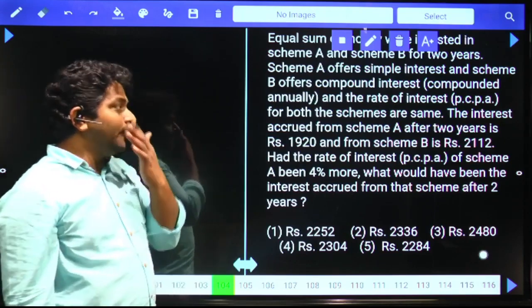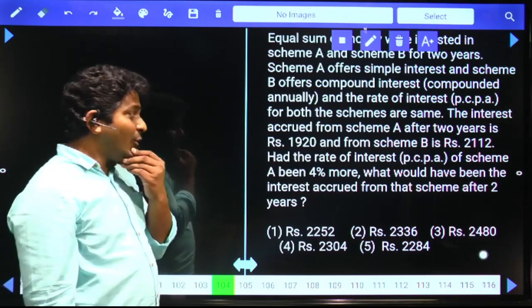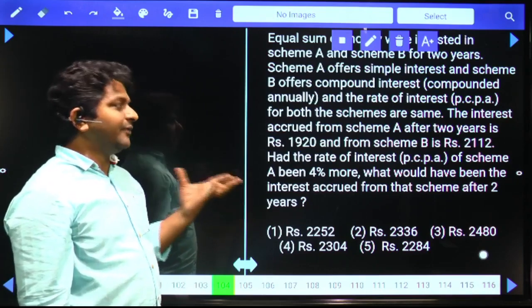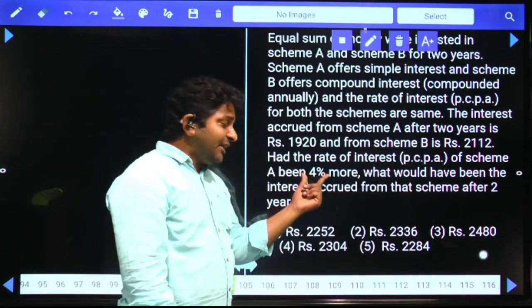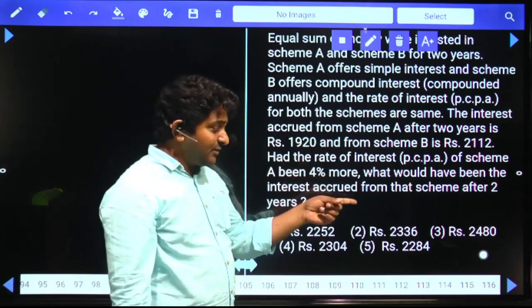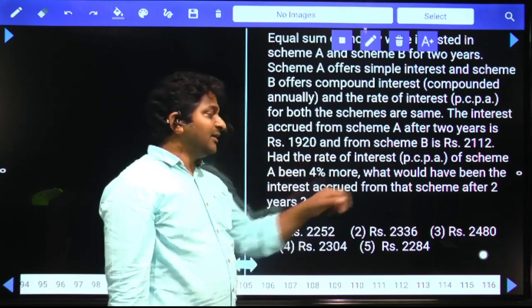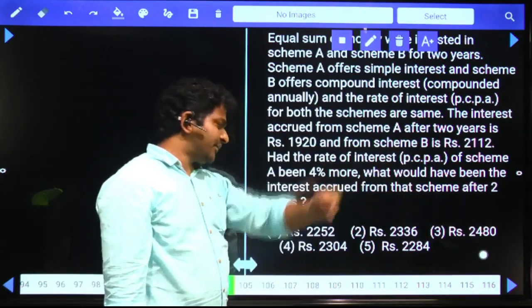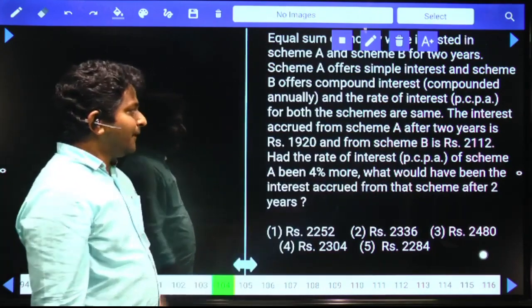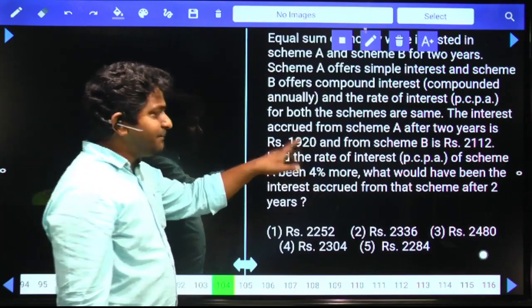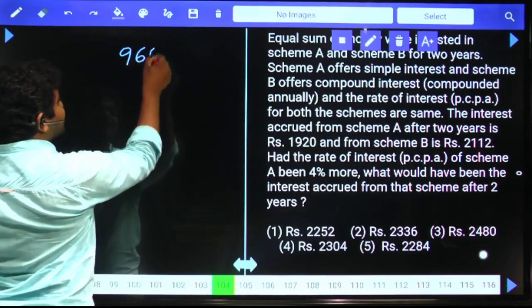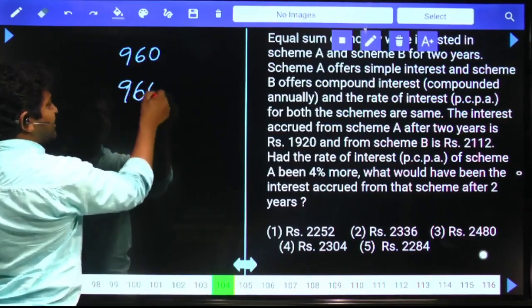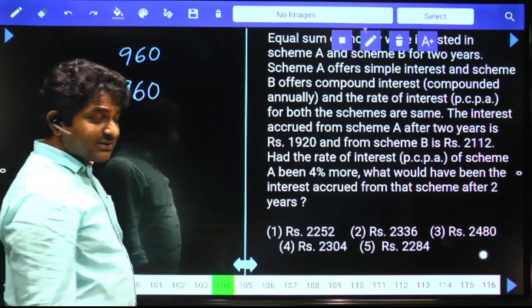Okay. Now, first of all, we need to know how much the rate of interest is. And then we need to increase the rate of interest by 4% upon the existing rate, and calculate the total interest for 2 years. Now let's see. 1920 is simple interest for 2 years. Then per year, that will be equal to 960. Second year also is 960. This is based on simple interest.